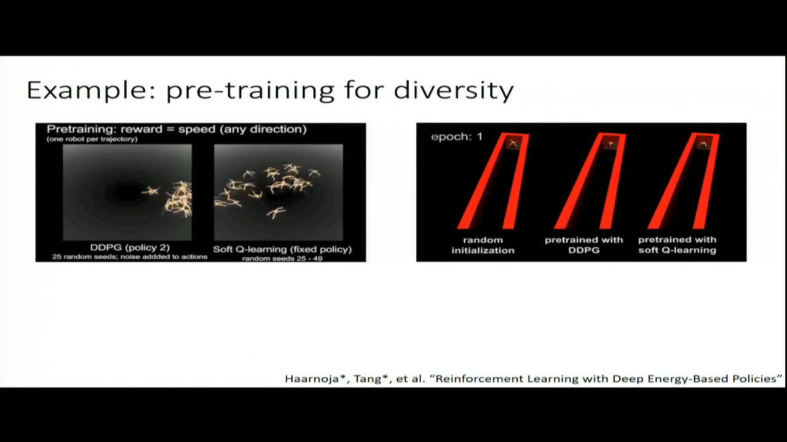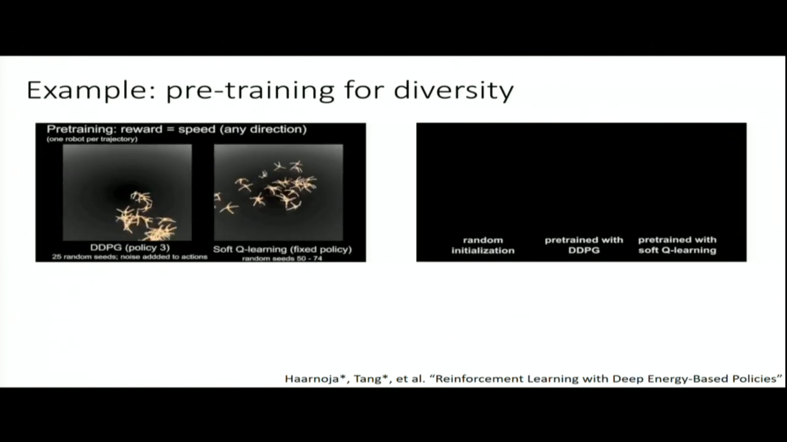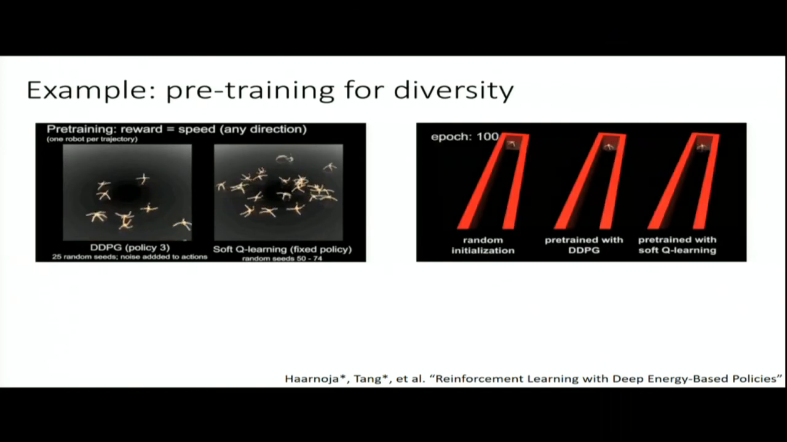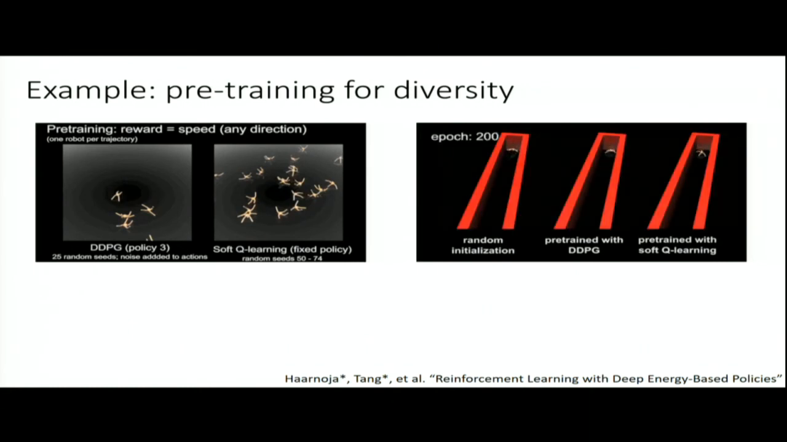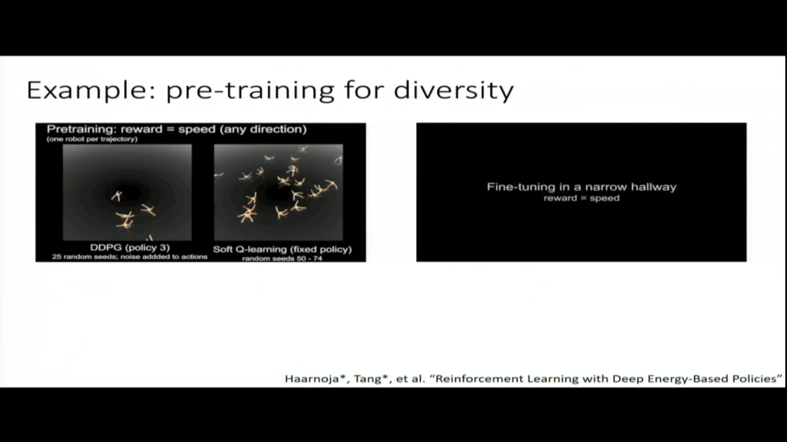So then what you can do is you can put the ant in a hallway. It gets reward for moving down, moving south. And then on the left, you see the ant initialized from scratch. In the middle, it's initialized from a deterministic policy. And on the right, it's initialized with maximum entropy. And all of them make progress as learning progresses. So this is the 100th epoch. But the one that's initialized with maximum entropy learns fastest. It gets further sooner. Because it already knows how to walk in all possible directions, it just has to figure out which direction you want. Whereas the others, this one has to learn everything from scratch, and this one has to unlearn whatever arbitrary thing it has in order to adapt to a new direction.